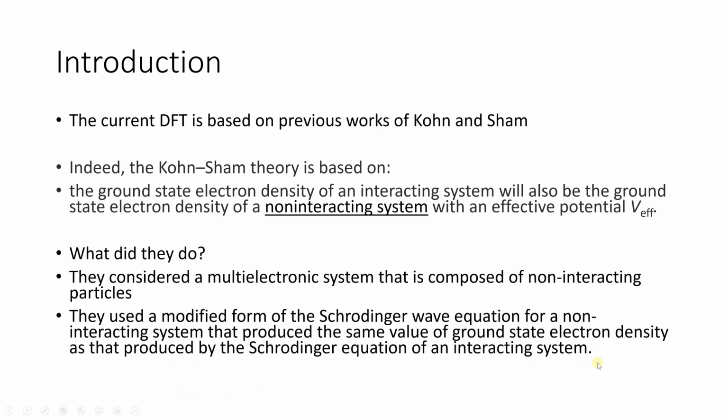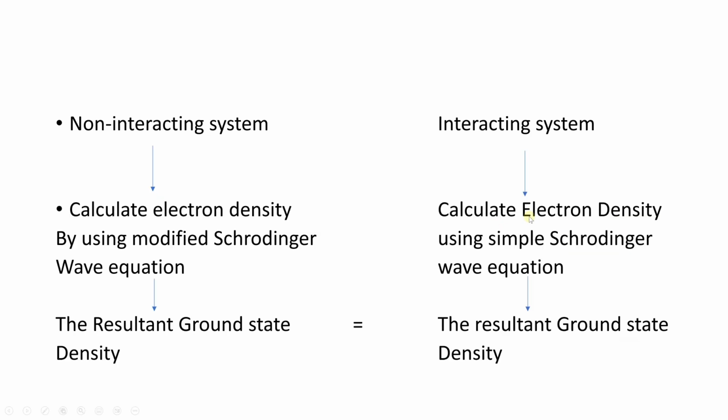Okay, so they used the Schrödinger equation to find the ground state electron density of a non-interacting system, and this ground state electron density came out to be equal to the ground state electron density of an interacting system. So that was our basic statement. Let me just explain it.